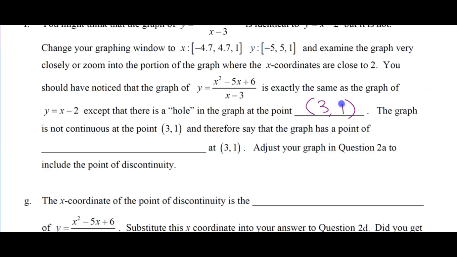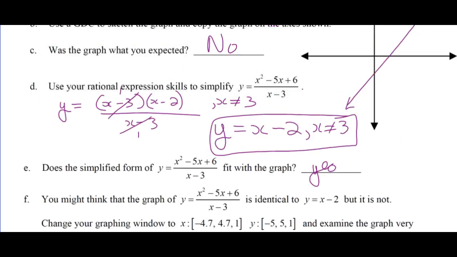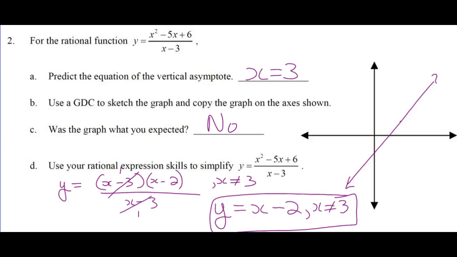The graph is not continuous at the point 3, 1. So if you're going to draw the graph, you can draw it, but then you have to lift your pencil and put it back down. So that's what we mean by not continuous. And we say it has a point of discontinuity. The word for the day is discontinuity at 3, 1. Adjust your graph in question 2a to include the point. So what we should do is indicate that at the point 3, 1, we have a hole.